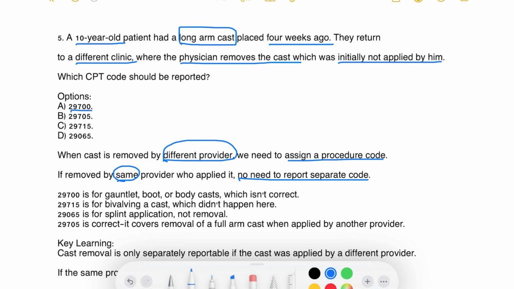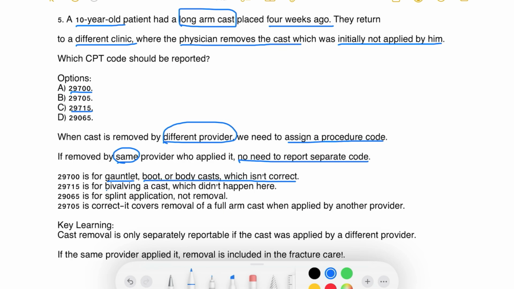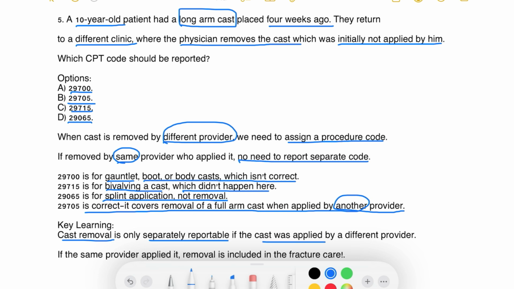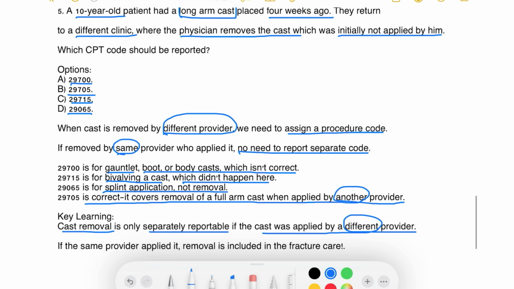29,700 is for gauntlet, boot, or body casts, which isn't correct. 29,715 is for bivalving a cast, which didn't happen here. 29,065 is for splint application, not removal. 29,705 is correct. It covers removal of a full arm cast when applied by another provider. Key learning: cast removal is only separately reportable if the cast was applied by a different provider. If the same provider applied it, removal is included in the fracture care.